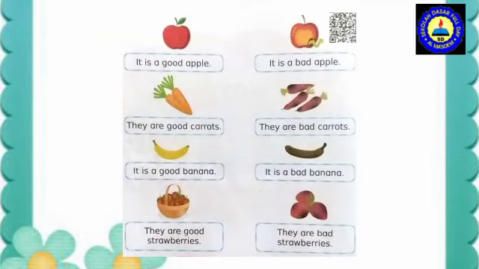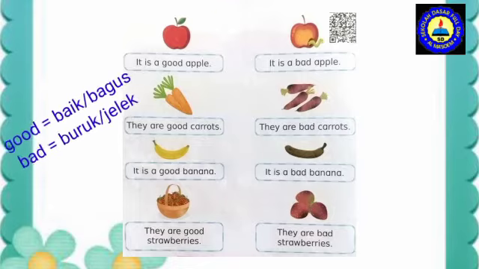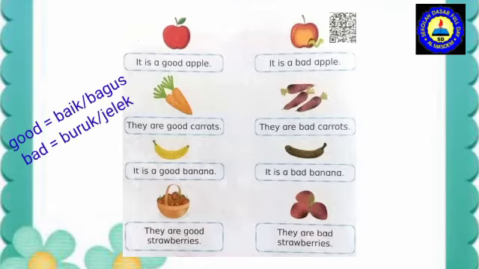Now, let's go to page 136. Read aloud. It is a good apple. It is a bad apple. They are good carrots. They are bad carrots. It is a good banana. It is a bad banana. They are good strawberries. They are bad strawberries.